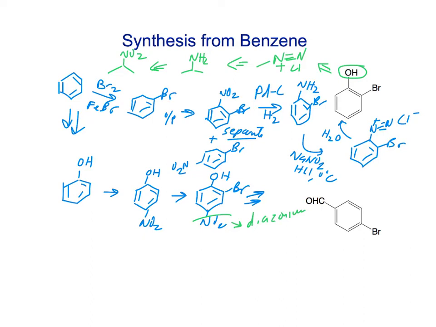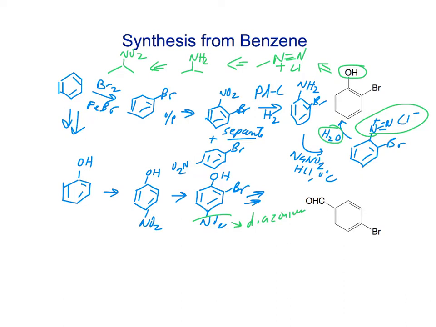Well, we just did that, right? So to make the phenol, we had to go through the diazonium salt here, and then we added water. Is there another way we can form the phenols?